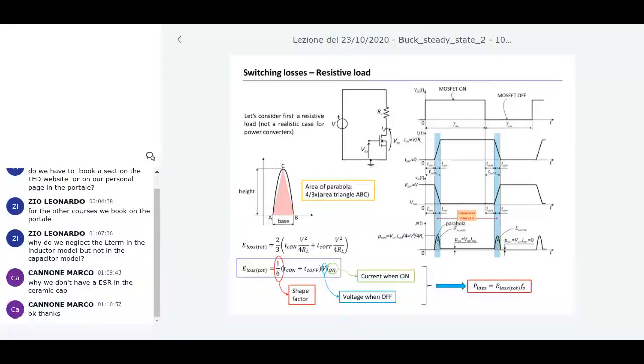Okay? So let me comment on this slide here, not on the whiteboard, because there are a lot of graphs, as you can see here. My goal is to give you some hints on how to compute the power which is dissipated during the commutation states, from on to off and from off to on of the switch.